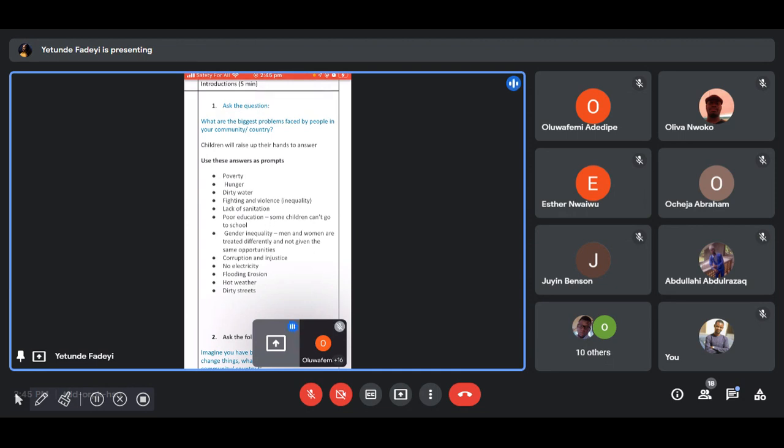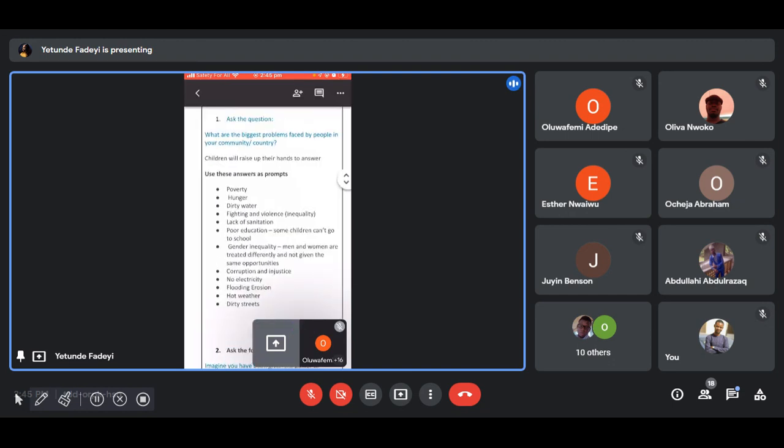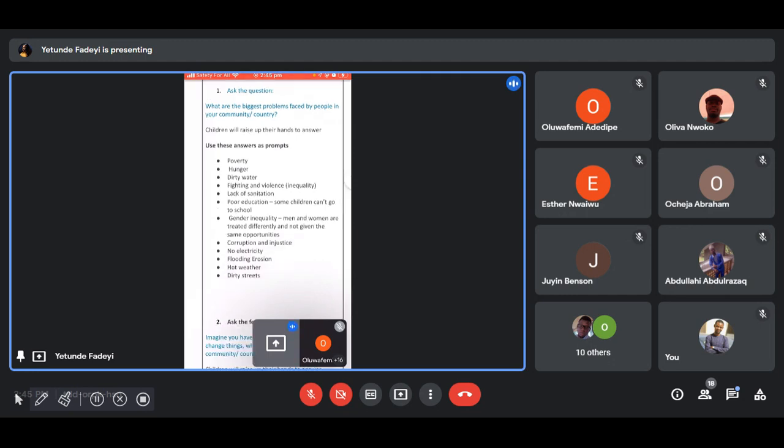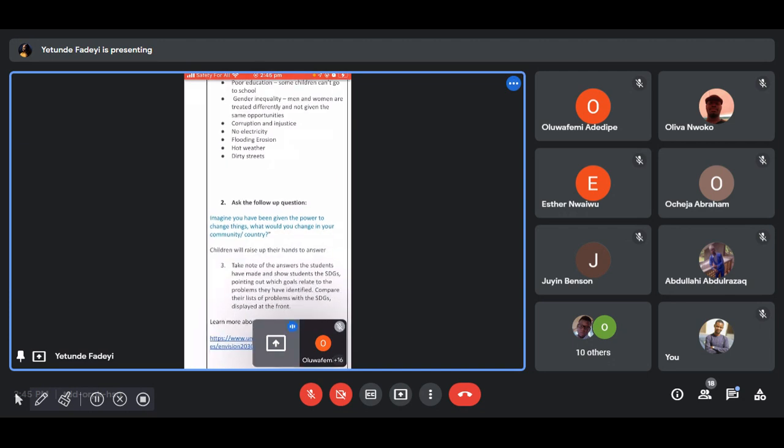So as you can see, you can see the prompts, right? Poverty, hunger. These are issues children face. No electricity, flooding or erosion, hot weather, dirty street. These are issues children face. So when they raise up their hands to give answers, we should try as much as possible to find ways to help them restructure the answers in such a way that it fits into the SDGs, because the SDGs are the answers, right?